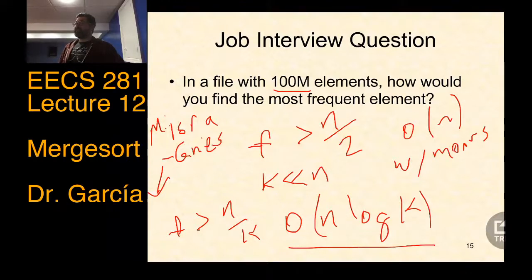Okay, so if you know that k is effectively bounding the most frequent elements, then you can make use of a hash table to keep track of, instead of the frequency of all n items, only k items, if you will.